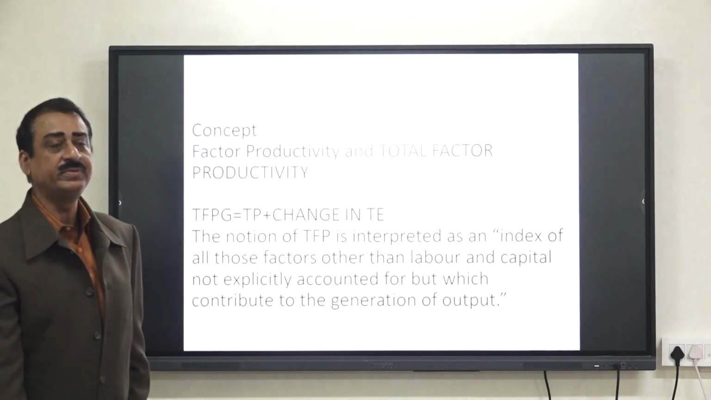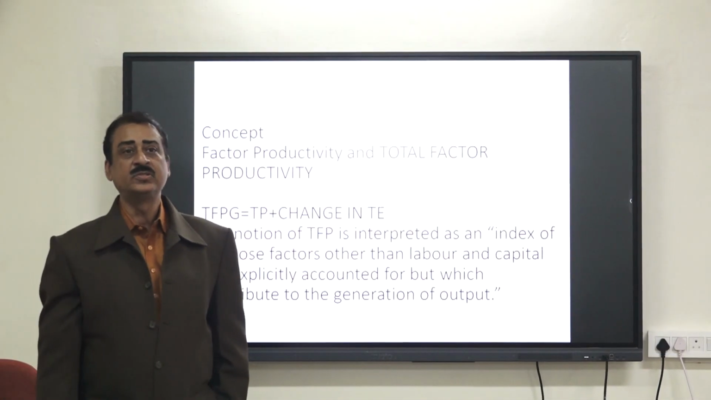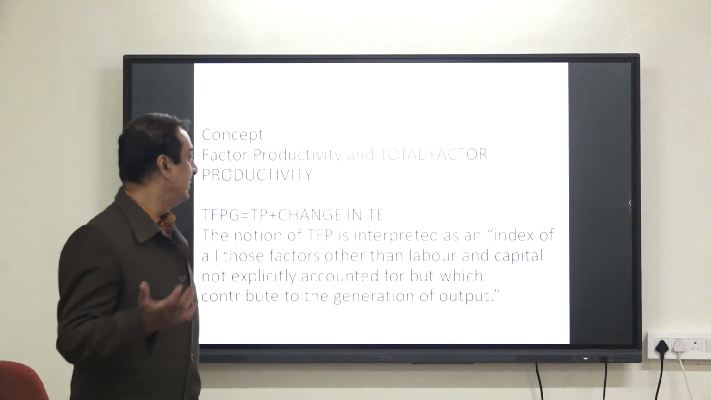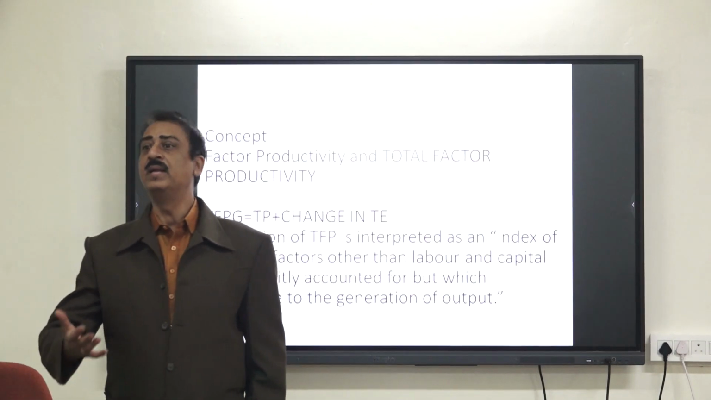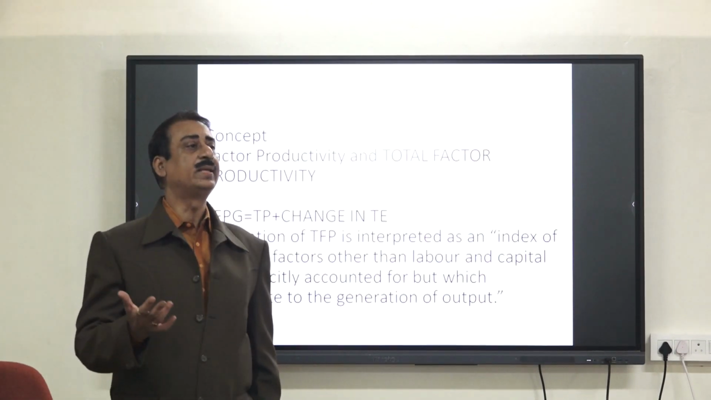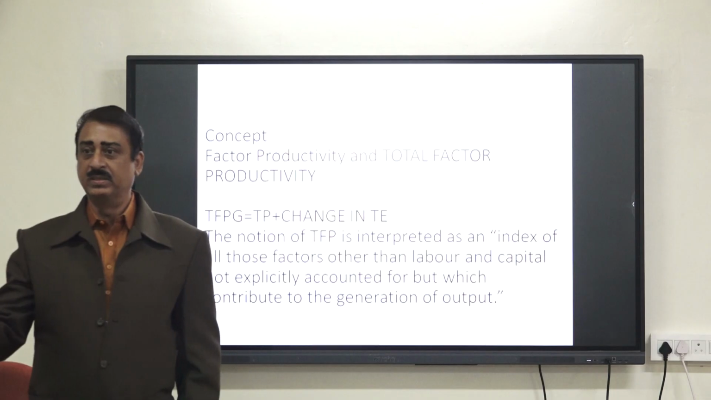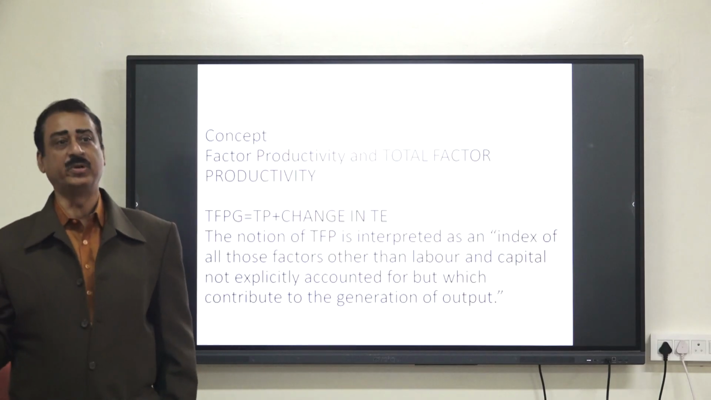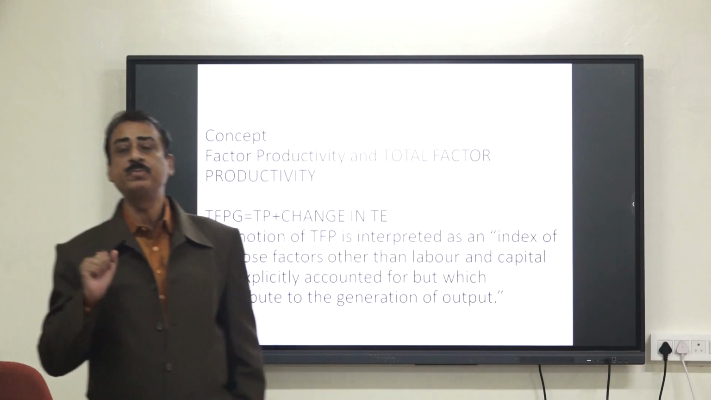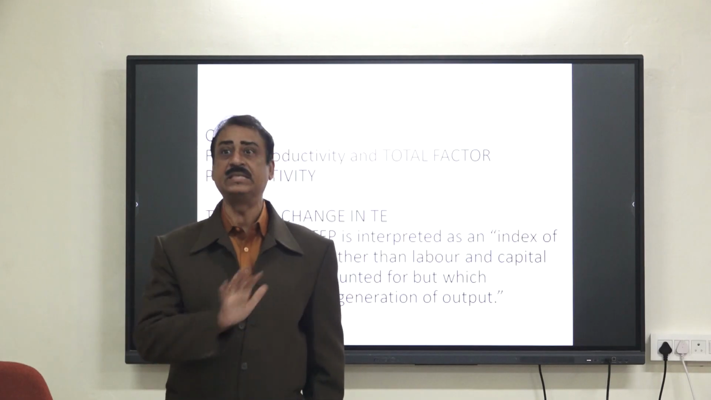So factor productivity is a very simple thing. You take value added, and value added divided by, let us say, labor. Okay. So you will get value added per labor. So that is what is called your labor productivity. But labor productivity can be misleading.